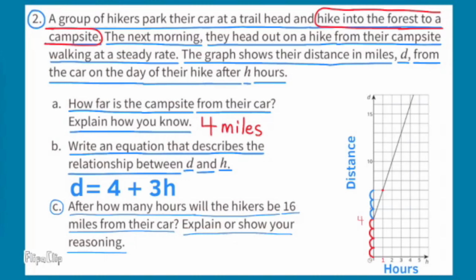So far after the y-intercept, we've gone 3 miles in blue. Now we've gone 6 miles in blue. That would represent 2 hours. Now we're at the 9-mile mark, which would represent 3 hours. And finally, we reach 12 miles after the y-intercept, which means 12 miles after the first 4 miles to the car, for a total of 16 miles. So it would take a total of 4 hours for the hikers to be 16 miles from their car.